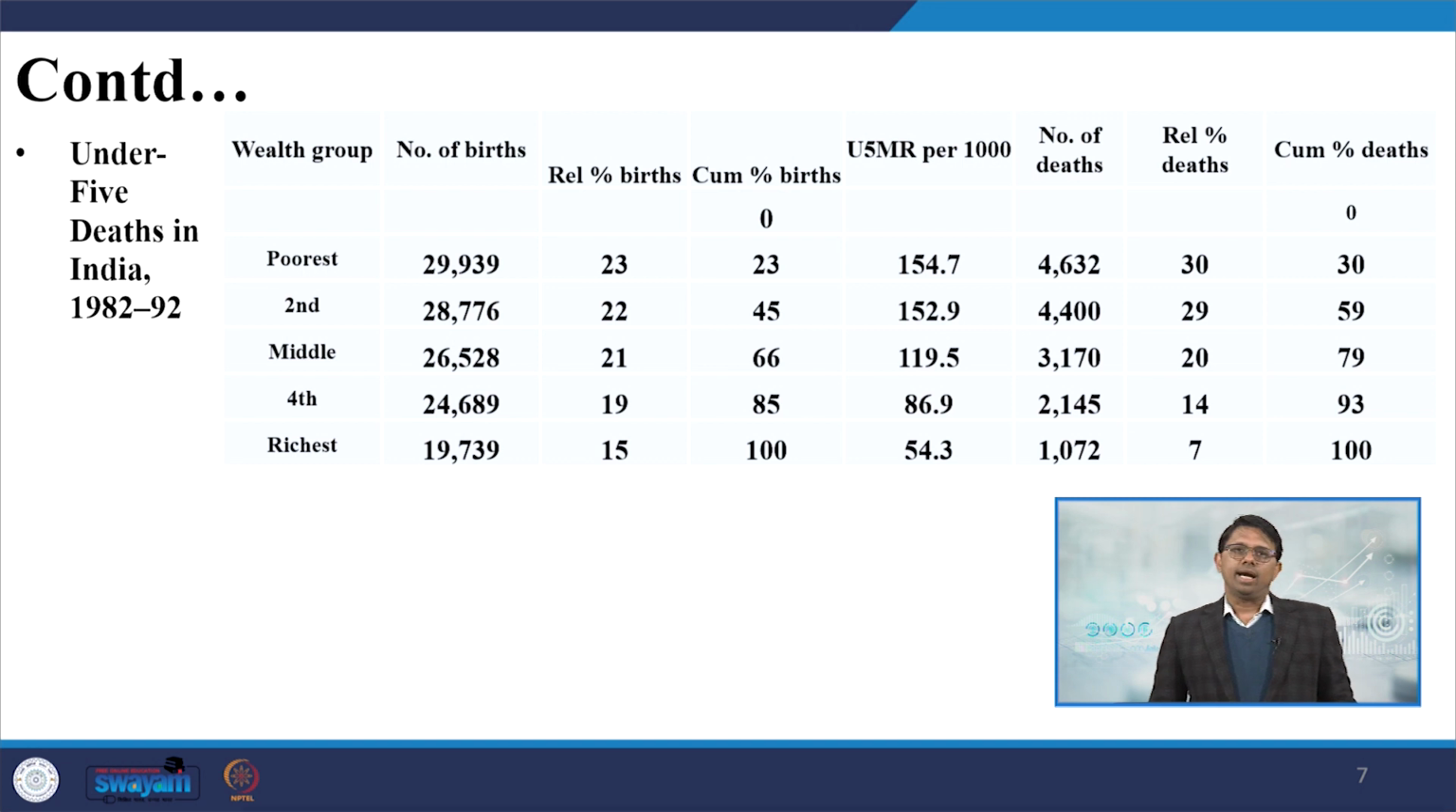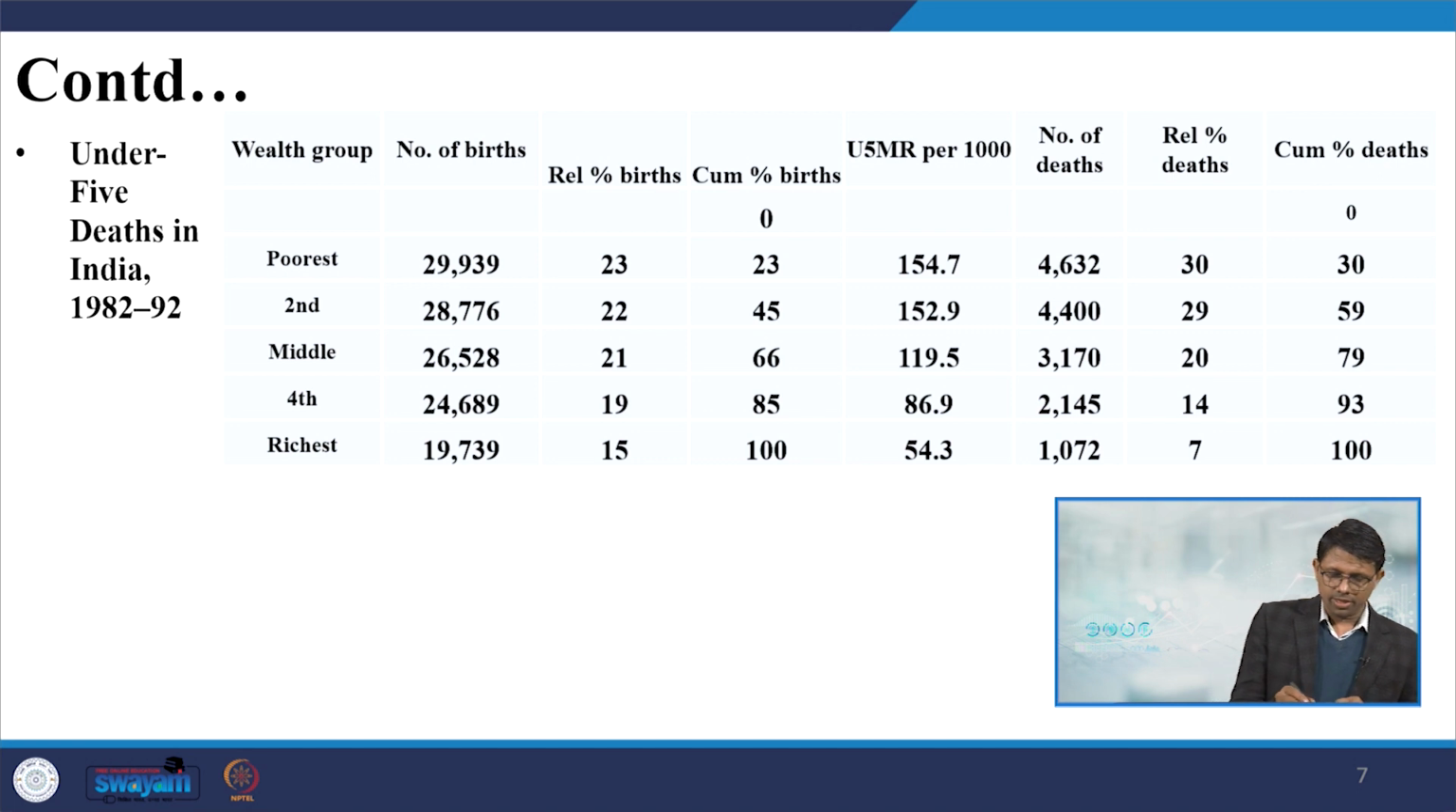Here is my data as a sample data, maybe representing a district, a state, or a country. It is on under 5 deaths in India, births and deaths, ranging from the period 1982 to 1992.